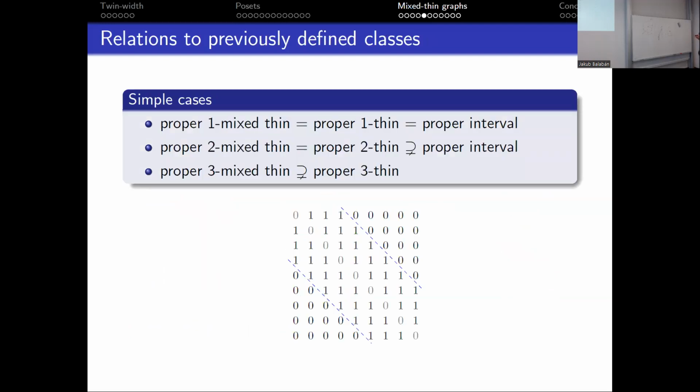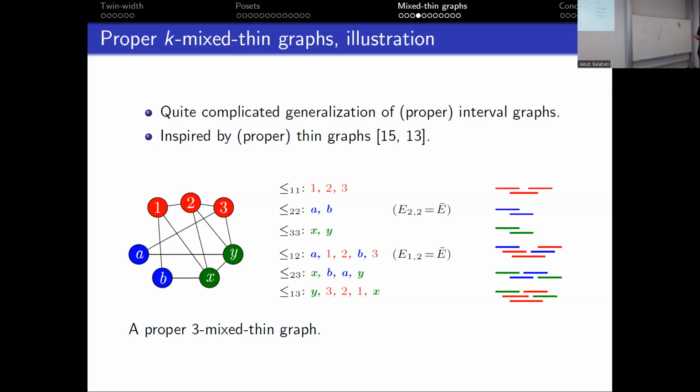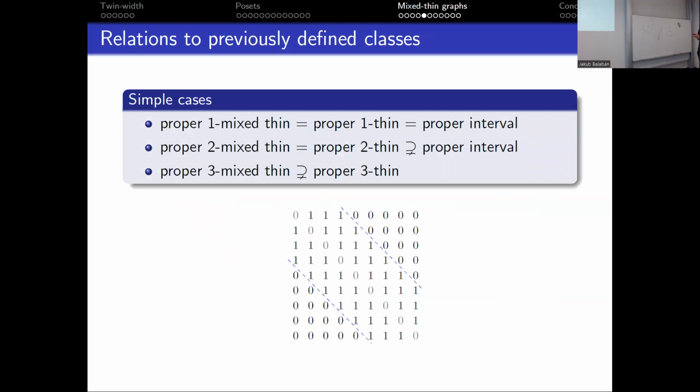So of course, if you have one thin graph or one mixed-in, then it means that we have only one part. So it's just interval graphs. And in the case of 2, we cannot use the mixing anywhere, so it's the same whether we use mixed or not. And from 3 onwards, the mixed-in graphs are more general.